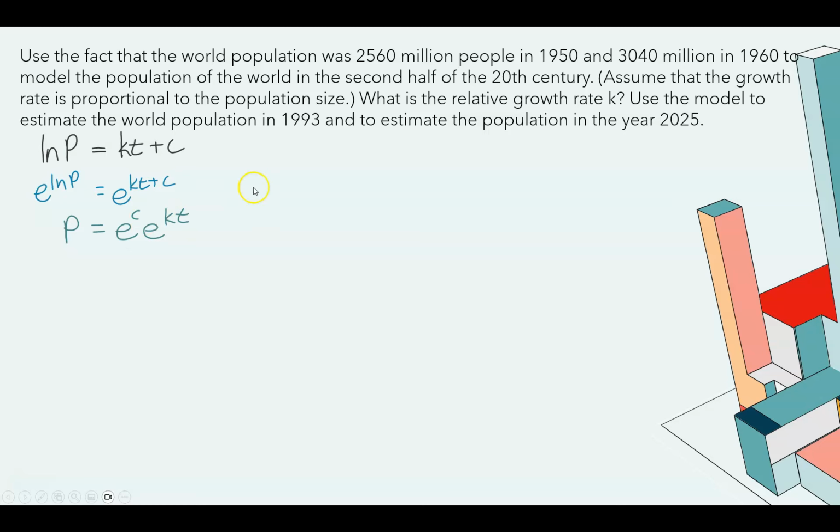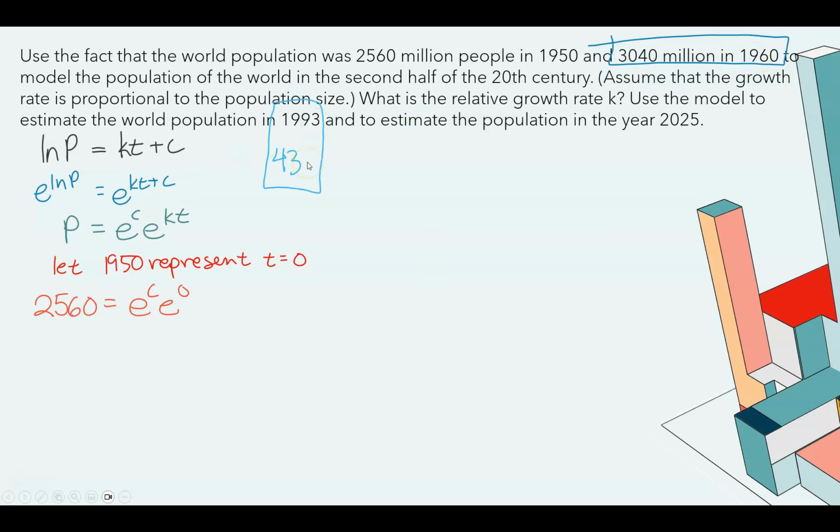But kind of weirdly, it doesn't matter whether you pick 1950 to be the beginning, 1960 to be the beginning. Heck, you could choose 1993 to be time equals 0. Most people think it makes most sense to go chronologically. So we'll just choose 0 to be 1950, which means 3,040 million, that's time equals 10. And 1993, that's time equals 43.